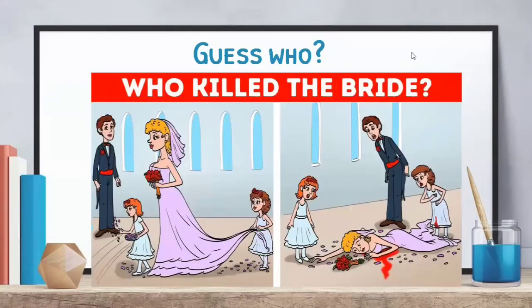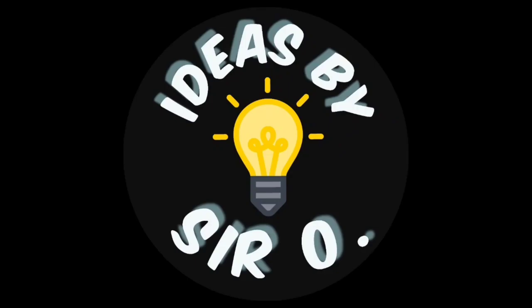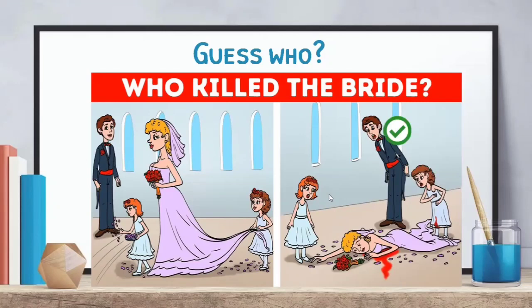Guess who? Who killed the bride? Is it the groom or the flower girls? That's right. It was the groom who killed the bride. Why? Because the groom is hiding a gun here on the second picture. Okay? Good job. Now, let's go to the last pictures.